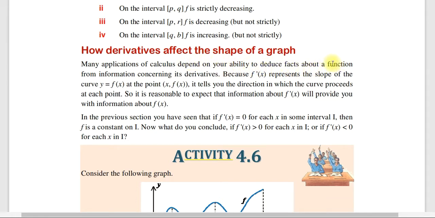Your ability to decide facts about a function from information concerning its derivative, because f prime at x represents the slope of the curve y equals f of x at the point x comma f of x. It tells you the direction in which the curve proceeds at each point, so it's reasonable to expect that information about f prime at x will provide you with information about f of x.